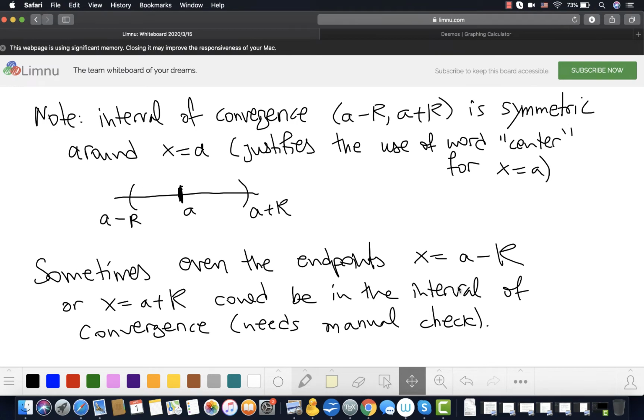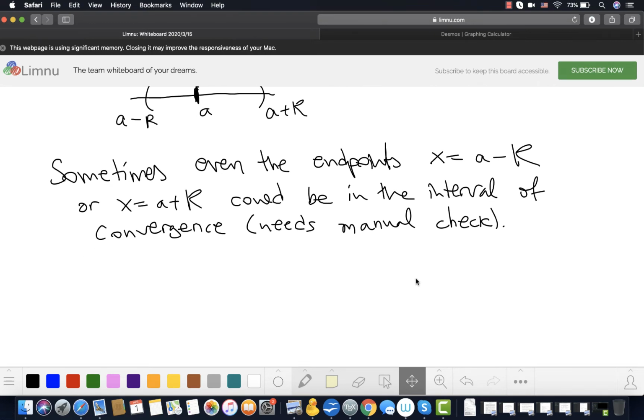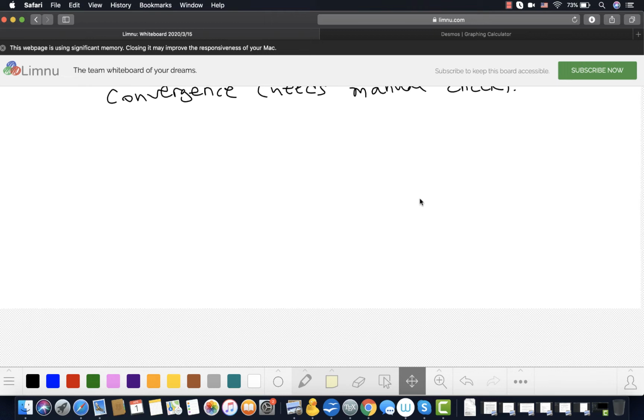So basically, if you try to use the ratio test again on these values, you're going to get the limit of a_{n+1} divided by a_n equal to 1. And that's why the ratio test is inconclusive at the endpoints. So you will see in your homework, when you do problems like this, what happens at the endpoints.